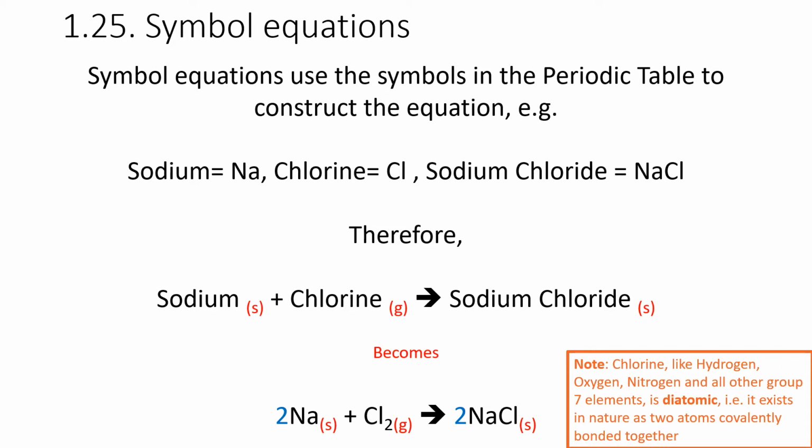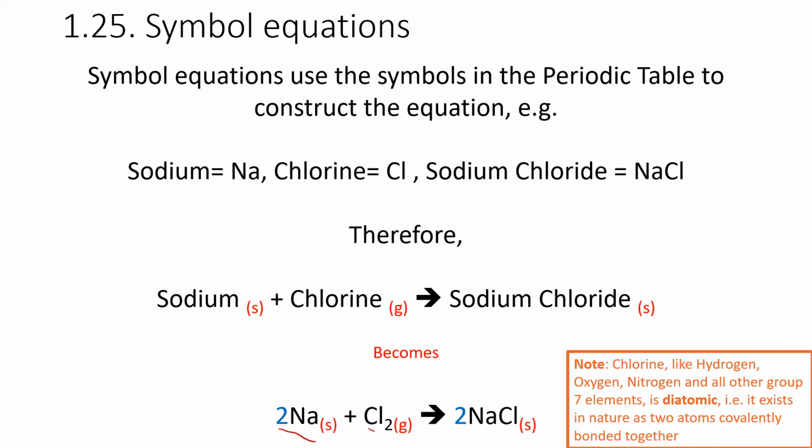Now, word equations are a bit clunky and they don't contain as much information as what we might call a symbol equation. So we'll move on to those now. Now what we do with this is we use the symbols from the periodic table to construct the equation. So we take the symbol for sodium and the symbol for chlorine and then we make sodium chloride as below.